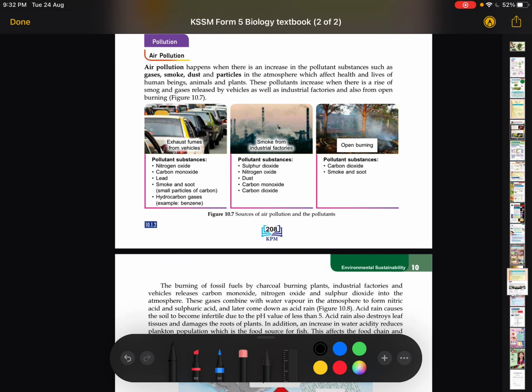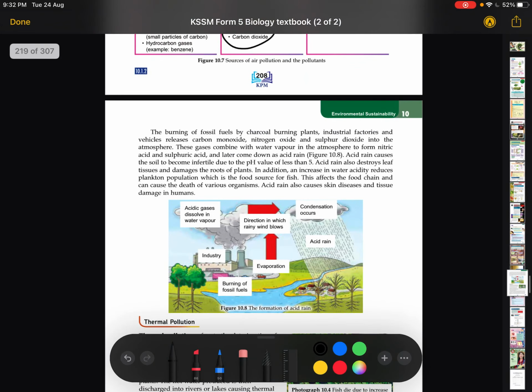So air pollution happens when there's an increase in the pollutant substances such as gases, smoke, dust, and particles. For example, from vehicles you get carbon monoxide, nitrogen oxide, smoke and soot, which is basically carbon. There's even lead, and then there's hydrocarbon gases. For pollutant substances, the main ones are sulfur dioxide and nitrogen oxide, but there's also these two carbon oxides. And then from open burning, there is carbon dioxide and smoke and soot. And if there is not enough oxygen, then it will produce carbon monoxide as well.